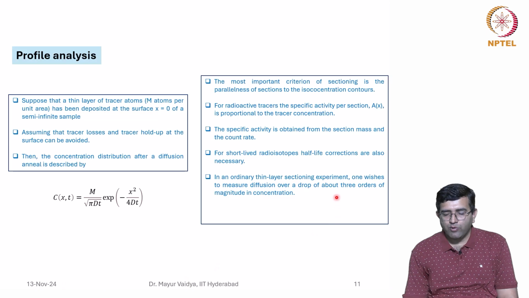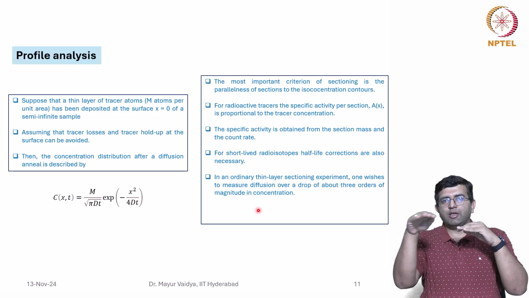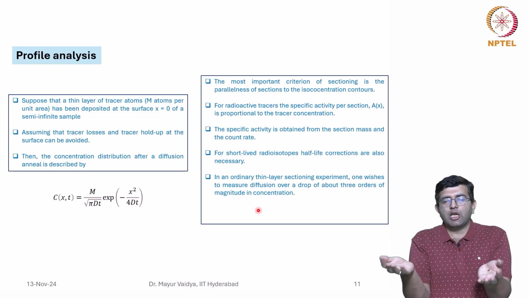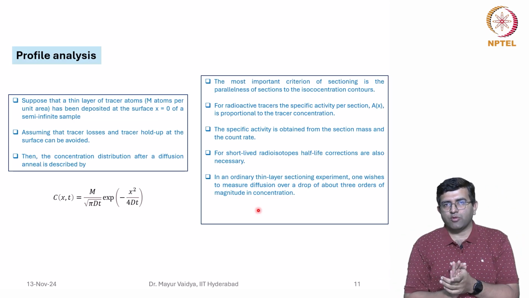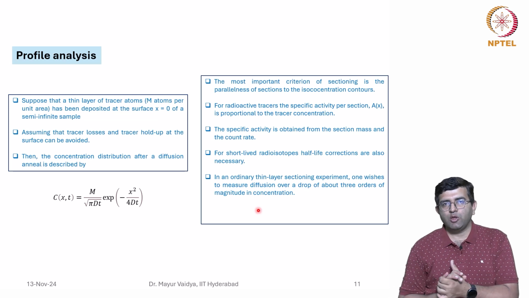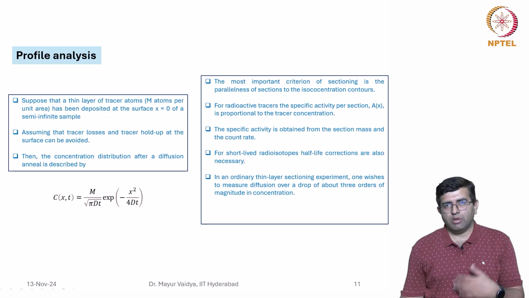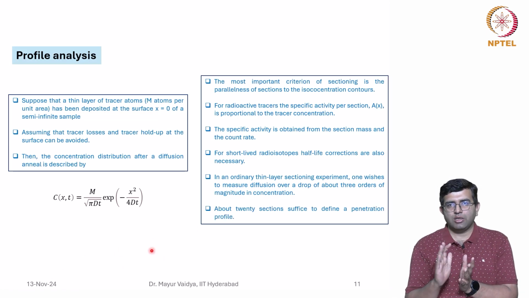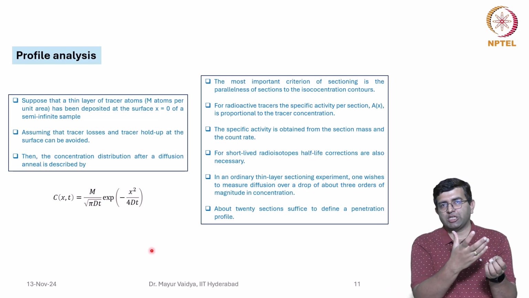In thin layer sectioning experiments, how many layers should I section? Typically you see that the drop in concentration is about 3 orders of magnitude, and you section till that point. For self-diffusion measurements in metallic alloys, typically 20 to 25 sections are generally sufficient. But that also depends on whether you have chosen the temperature and the time correctly.